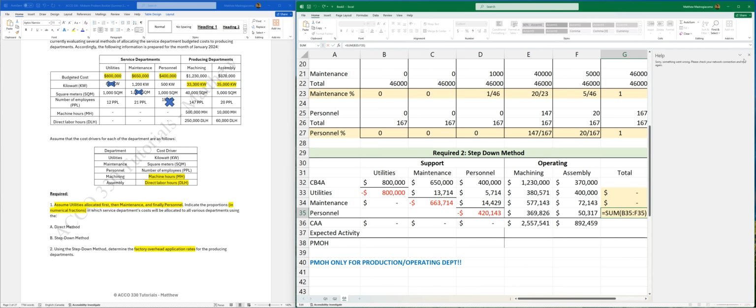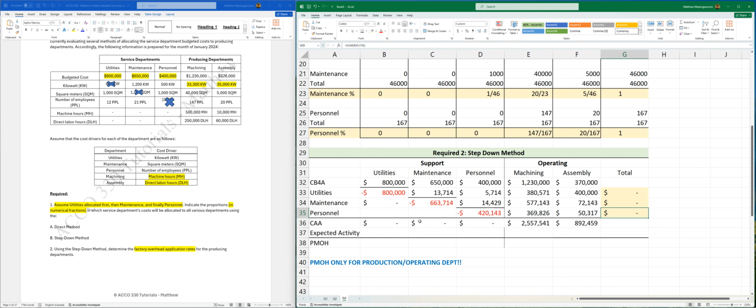So I always do those checks. So always check your cost after allocation for your support departments. Make sure these are always 0. Then make sure these are always 0 so you get your right answer.